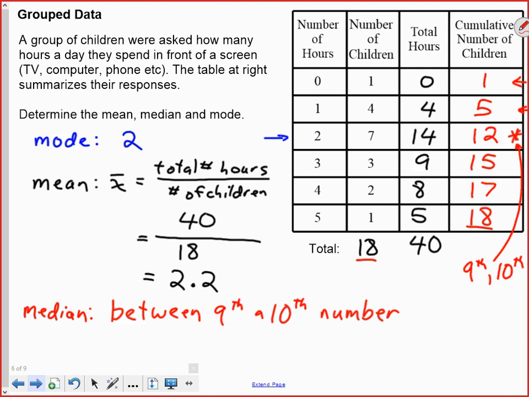Okay. So what this means is if we were to write all of these out in order, one after the other, the 9th value and the 10th value would both be a 2. So our median is going to be 2 as well. So in this case, our mean, our median, and our mode are pretty similar to each other. Our mode is 2, our median is 2, and our mean is 2.2, suggesting that this is a symmetric distribution.